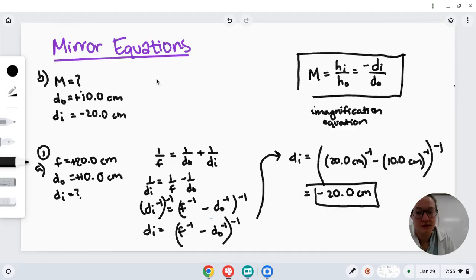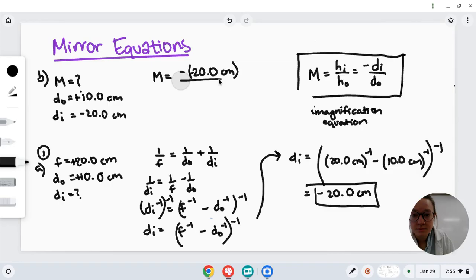I write that my magnification is equal to negative di over do. That's going to be negative 20.0 centimeters, but that 20.0 centimeters is also negative, so I got two negative signs in there.